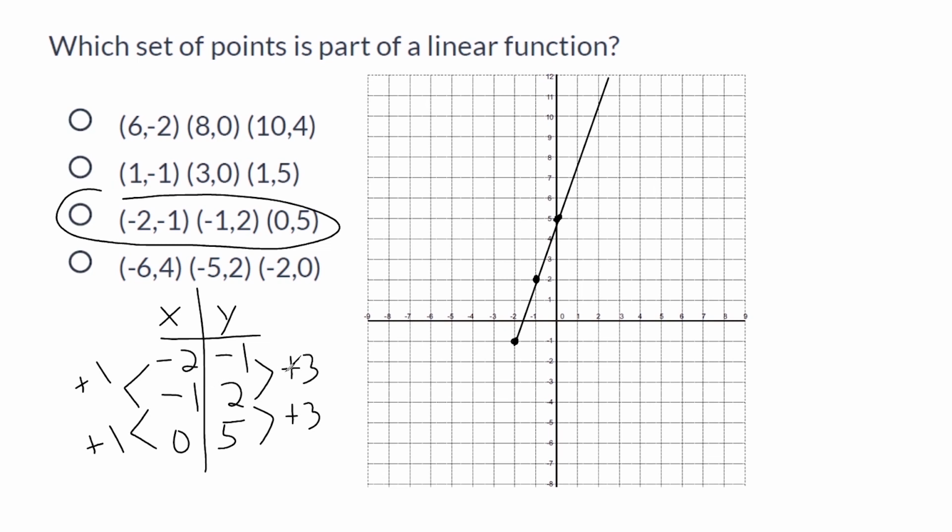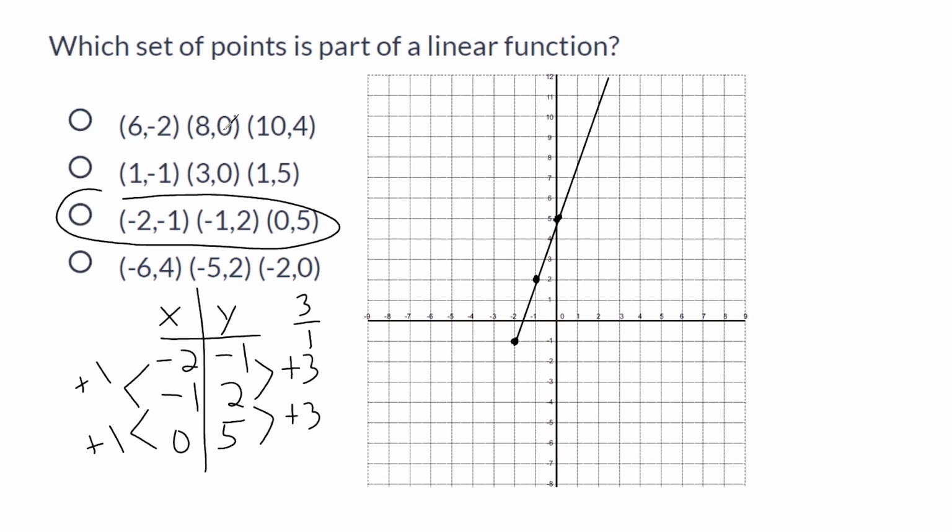So we would say that the slope or rate of change of this linear function would be 3 over 1. Remember, the change in Y is your numerator and the change in X is your denominator. So we have a slope that is 3 over 1, which is consistent.